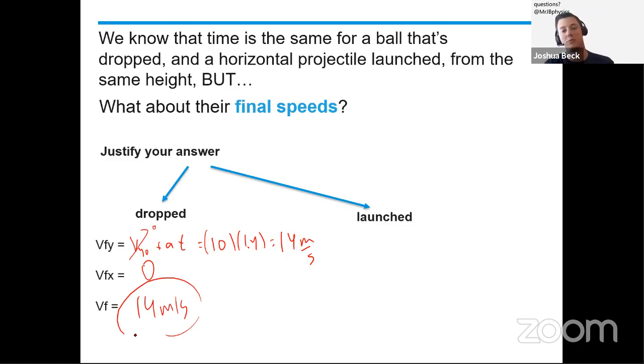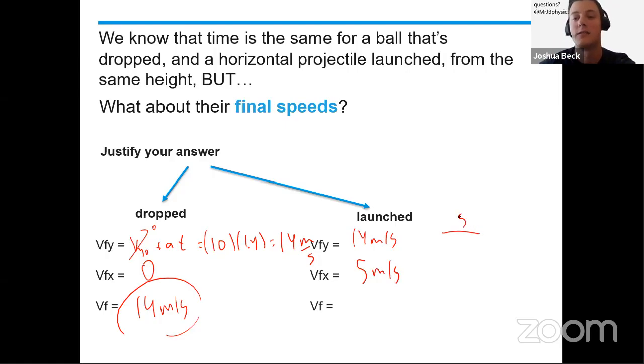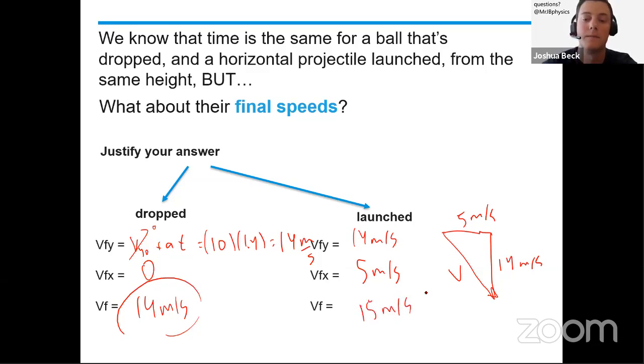Now, the one that's launched as a projectile will have a final y velocity of 14 meters per second as well, because it's also falling. So it's also going to accelerate, so it also ends up with that same final y velocity. But it also has an x velocity of 5 because I launched it and I gave it that. So this thing has an x component and a y component. So the actual velocity is going to be this one right here. That's going to be the square root of 5 squared plus 14 squared, and this will get us around 15 meters per second. So this one will actually be moving faster.